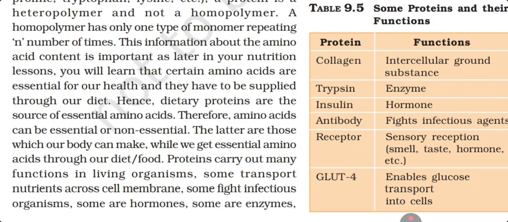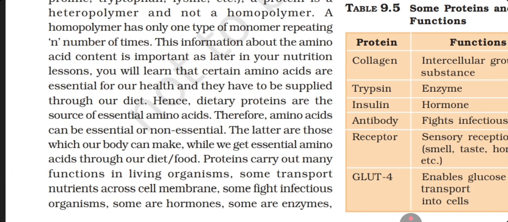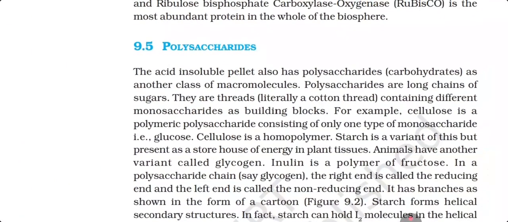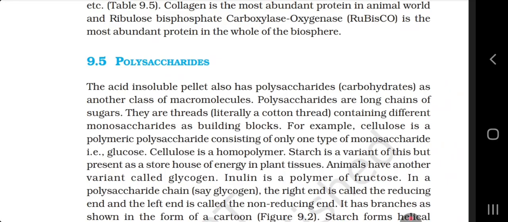Proteins carry out many functions in living organisms. Some transport nutrients across the cell membrane, some fight infectious organisms, some are hormones, some are enzymes, etc. Collagen is the most abundant protein in the animal world, and ribulose bisphosphate carboxylase oxygenase, that means RuBisCO, is the most abundant protein in the whole biosphere.